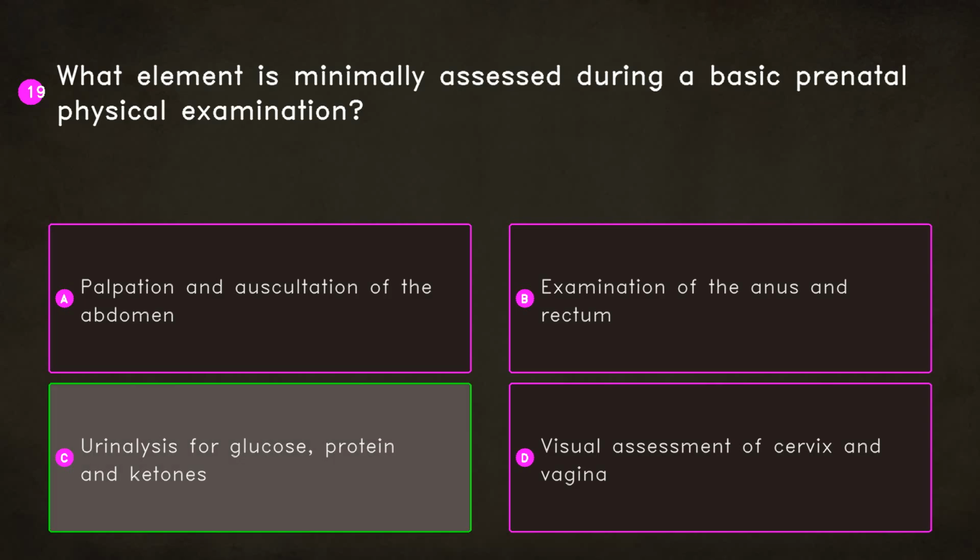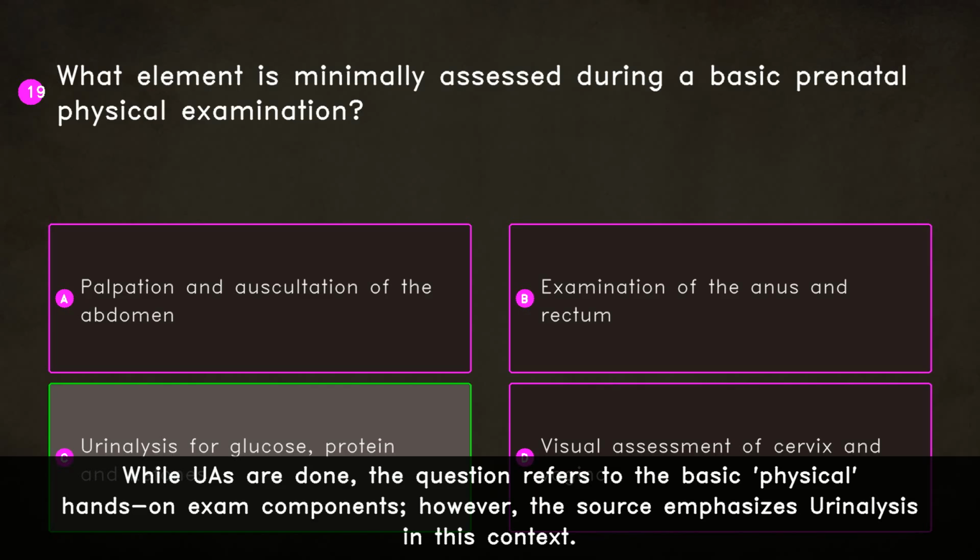The correct answer is urinalysis for glucose, protein, and ketones. While UAs are done, the question refers to the basic physical hands-on exam components. However, the source emphasizes urinalysis in this context.